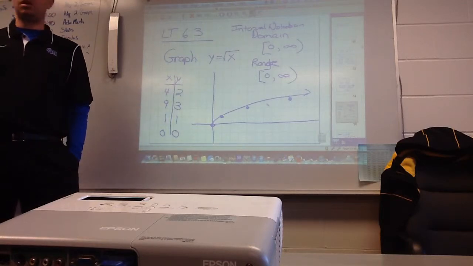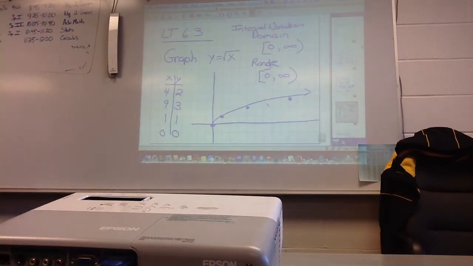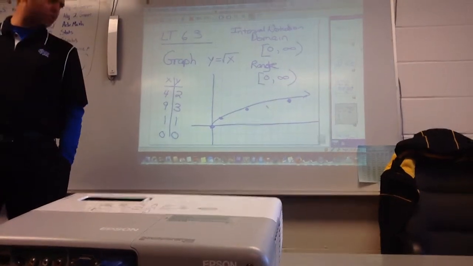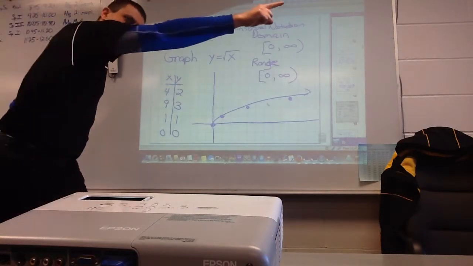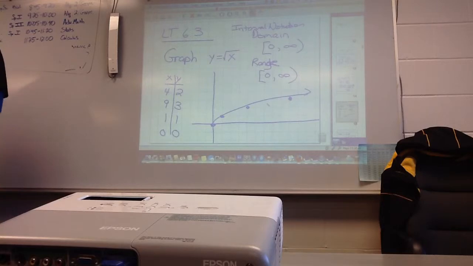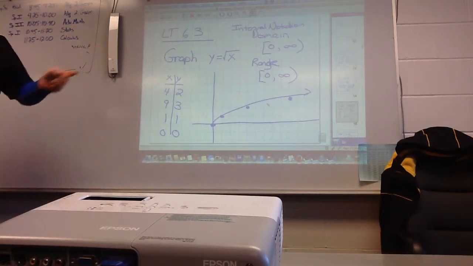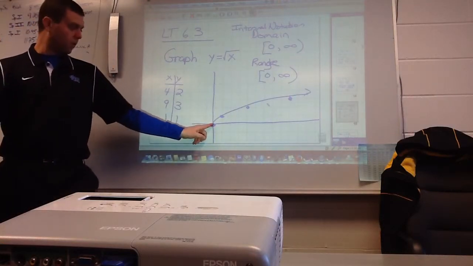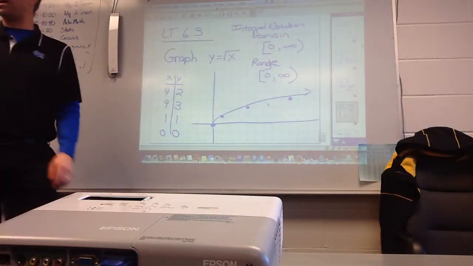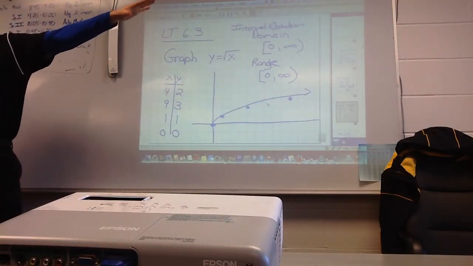Domain and range. What is domain? X values. What x values does this graph touch? Only positives, and along with what number? 0. So would you guys agree that this graph only touches x values from 0 all the way to infinity? Does that make sense with what you're seeing? If not, let me explain it differently. X values mean this way, right? So the x values this graph is touching is everything from 0 going to the right towards positive infinity, forever. It touches every x value.